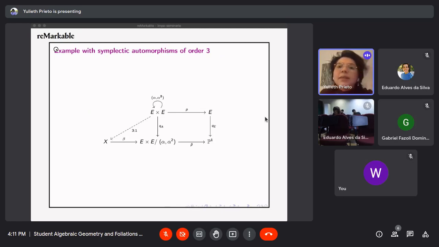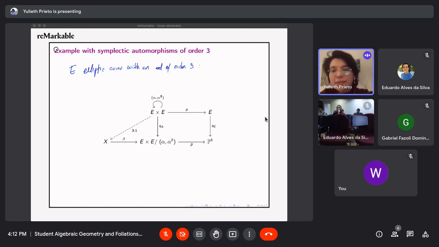So let me show an example for a symplectic automorphism of order 3. A K3 surface that you can obtain, again, as the quotient of a torus, but now the torus admitting a symplectic automorphism of order 3. And this is a picture that now involves elliptic fibrations. Basically, E here is an elliptic curve with an automorphism of order 3. So I have a complex multiplication by a cube root of unity.